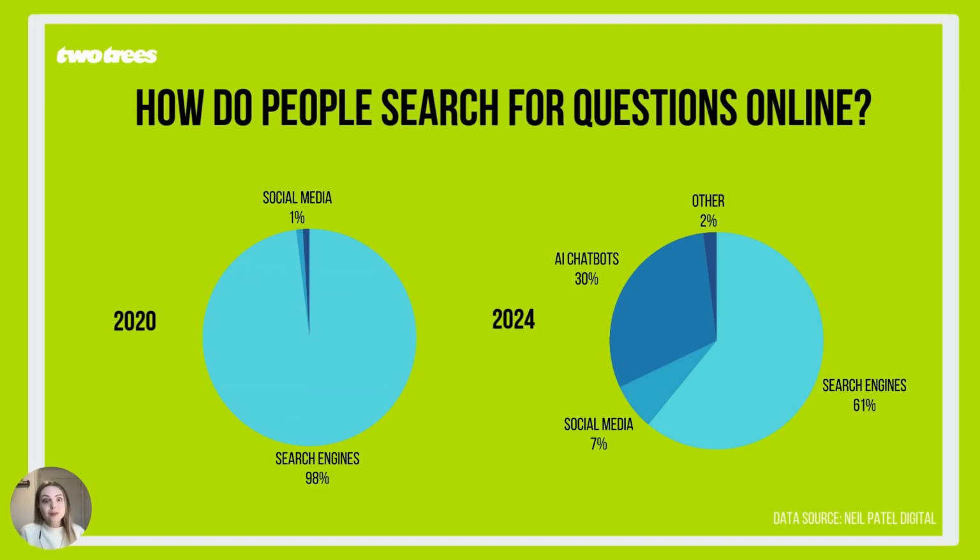We've got AI chatbots, which weren't even as widely used back in 2020. 30% of people are now turning to AI chatbots to find answers to their questions online, and 7% on social media. And that's really interesting because obviously we're seeing the trend of people using TikTok as a search engine as well. While we can see people are perhaps shifting away from search engines, the majority of traffic, that 61%, is still there, right? So we know that there's a very healthy chunk of people who search for questions online using search engines. And again, this provides the perfect opportunity for us to get in front of them to drive awareness.